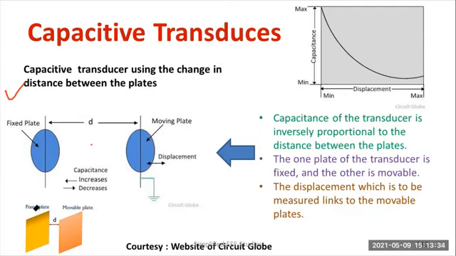In the bottom side I have shown another diagram. This is a fixed plate and the other is the movable plate. The fixed plate is stationary. The movable plate will be dynamically varying. As the movable plate varies, the gap is also getting changed. As the gap is getting varied, the capacitance will be changed. You can explain with the help of this particular diagram.